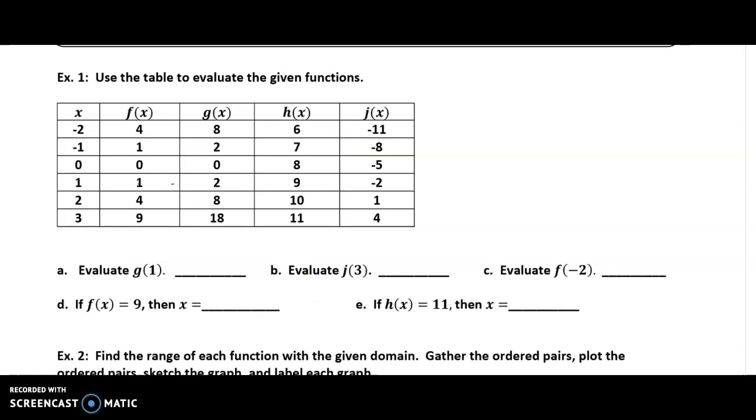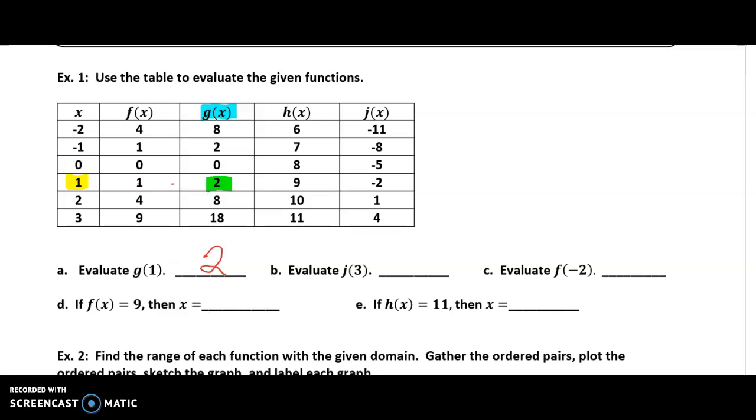All right, with that, let's take a look at example A. It says evaluate g of 1. Just like we did a minute ago, we're going to go to the g of x function, and then we are going to go to the input of 1. The intersection of both that row and column is 2. The answer here is g of 1 is equal to 2.